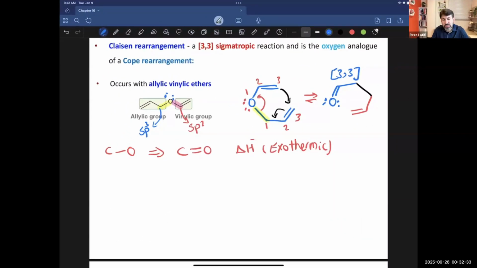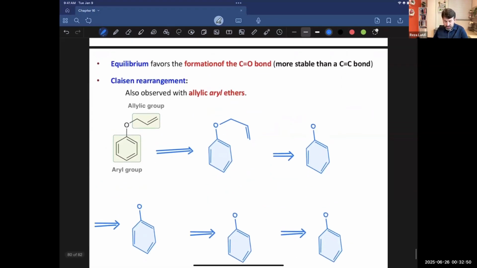Is it possible to replace one of these substituents with another group? The answer is yes. You can, for example, replace the vinylic group by an aryl group, and that's going to give you a similar product. But before we run this reaction, I have to mention a couple of things. First, we have an aromatic ring, a ring that has 3 pi bonds. 3 pi bonds means 6 electrons.